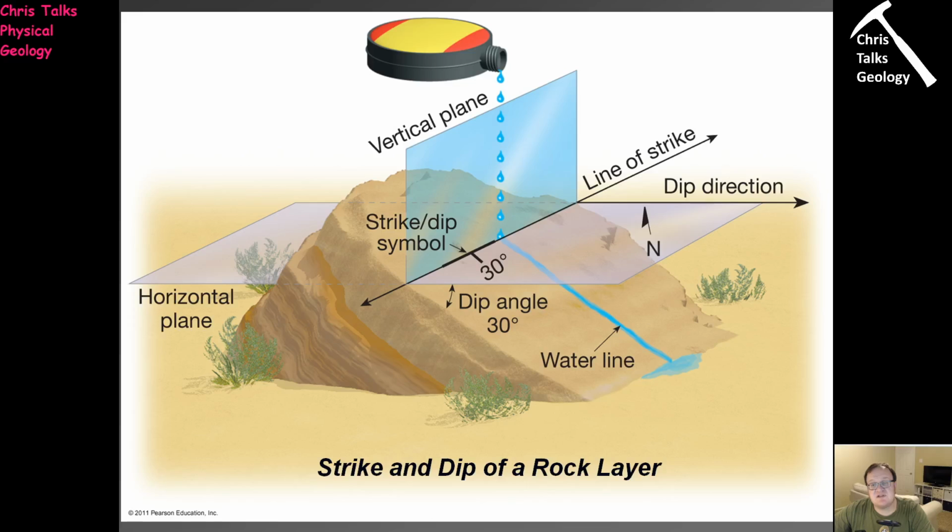The next piece of evidence I can get is, what's the direction in which the rock is dipping? So I can see this piece of rock is dipping this way, isn't it? It's not dipping this way, not dipping that way, and it's not dipping this way.